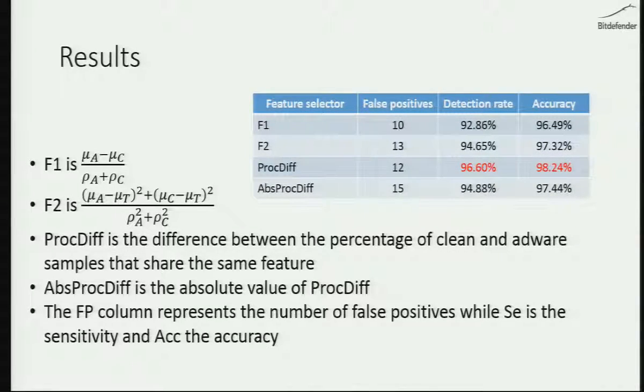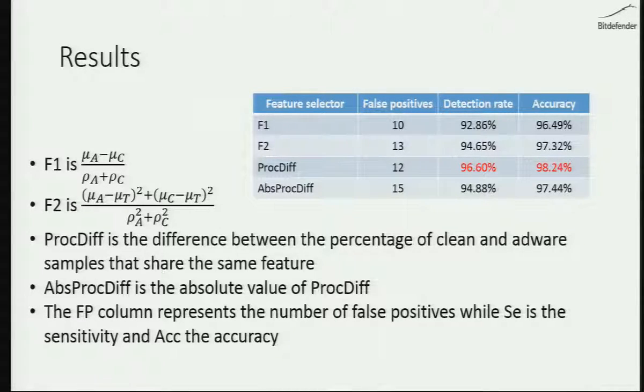Okay, and here are the results. This is a rather interesting slide. It has mathematical stuff in it and a table. I'm going to explain a little bit about what it represents. First of all, we have the column for the feature selector. It's the 4 feature selectors I talked about. Then we have the false positives from our tests for each one, and the detection rate and accuracy.